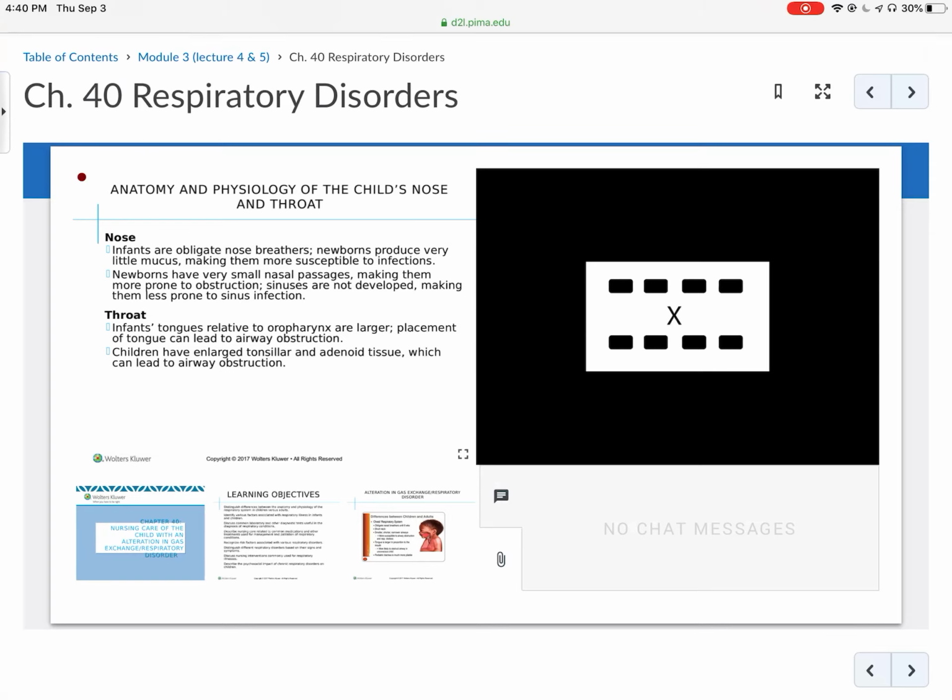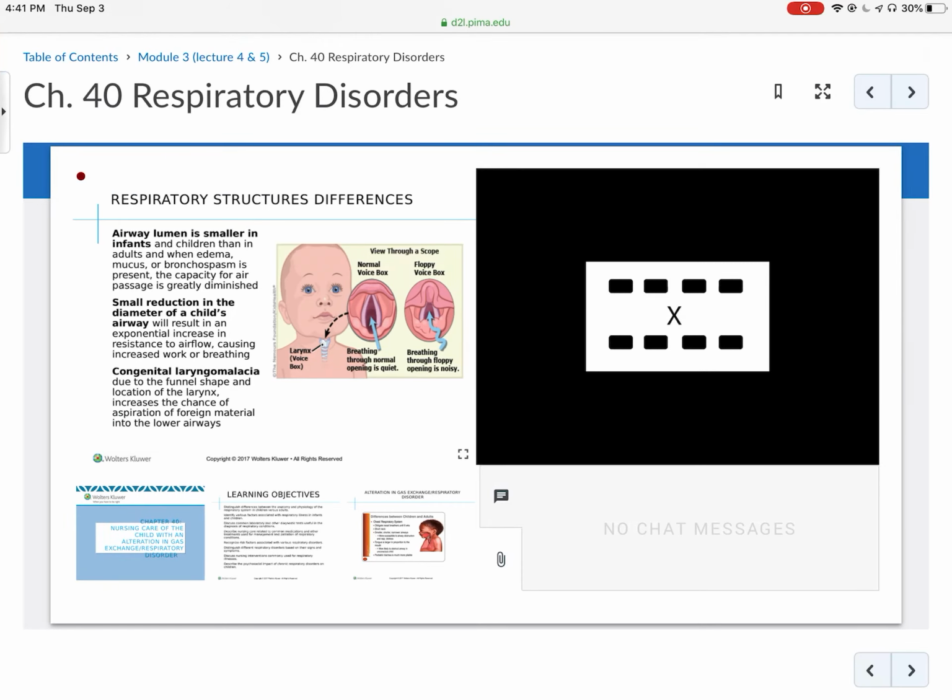So I think I went over this. They're nose breathers. We talked about their tongues are very large, and then that tonsillar tissue. So really any kind of infection that's going to cause some kind of inflammation and swelling is going to be worse the smaller they are because of that tissue. So the airway lumen is smaller, and there's a reduction in that size of airway, and especially if they have some kind of infection going on.